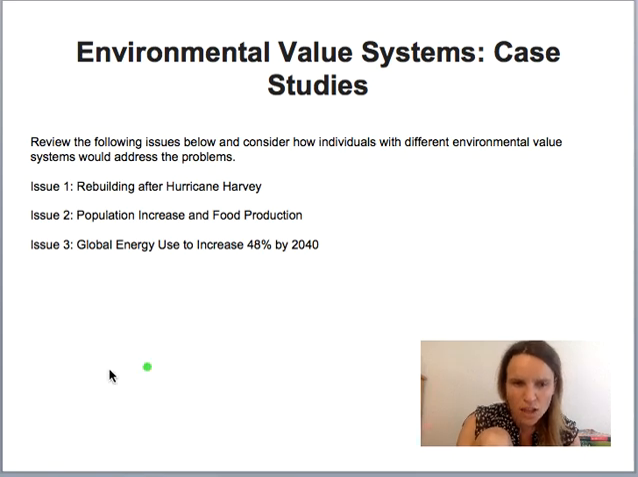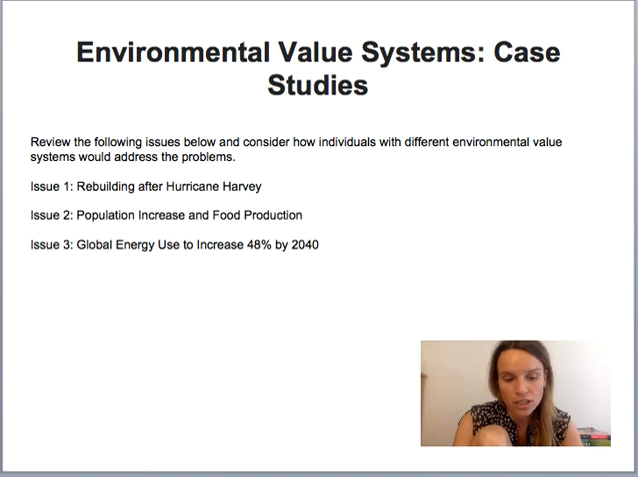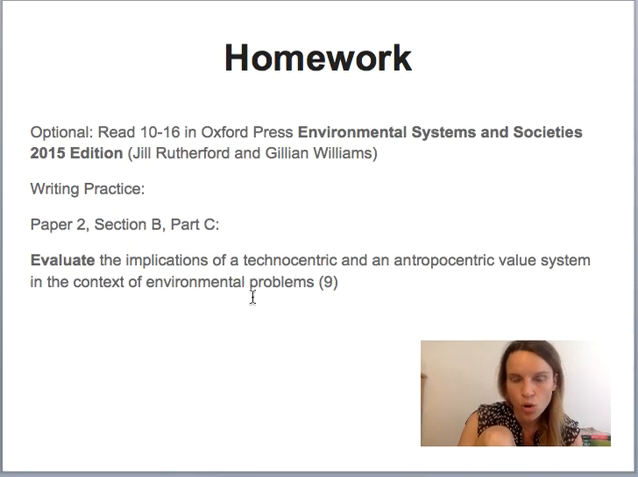When we look at these complicated scenarios, it helps to keep in mind where people are coming from, what their value system is, because understanding each other's value systems is what helps people communicate. So with these value systems in mind, your homework is an optional reading in the Environmental Systems and Societies book. If you have that textbook, go ahead and read pages 10 to 16.